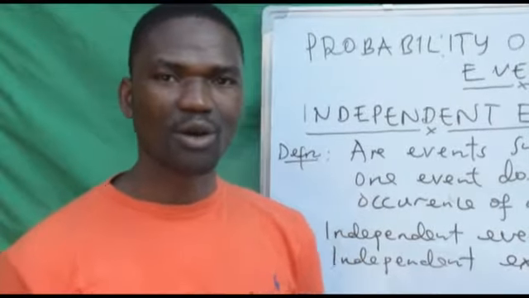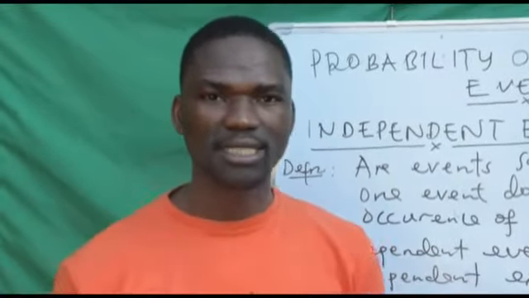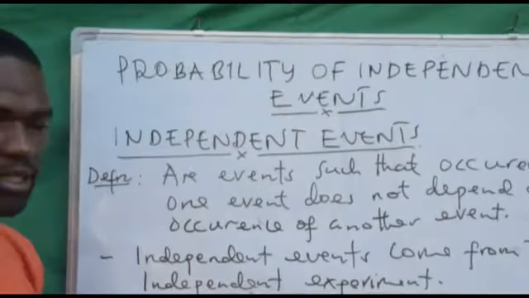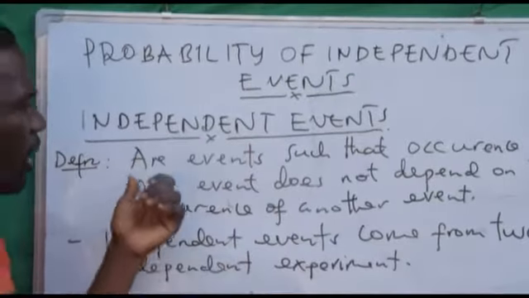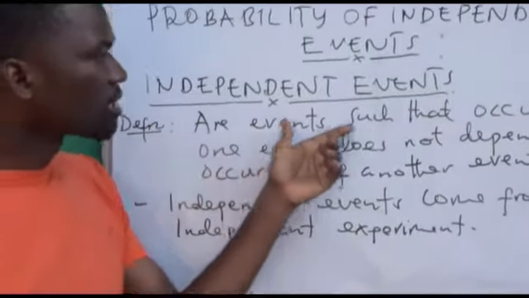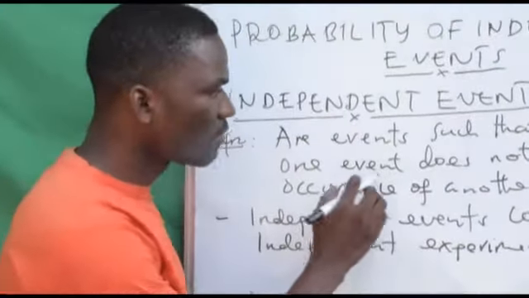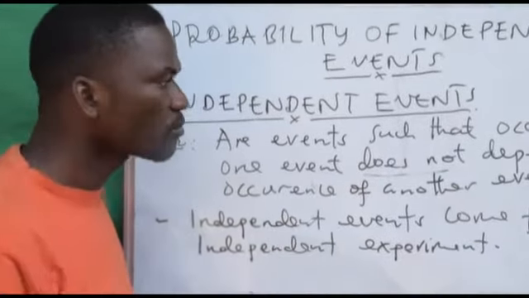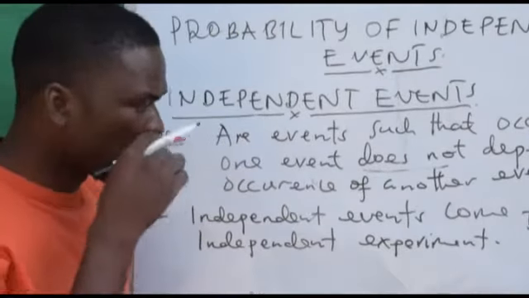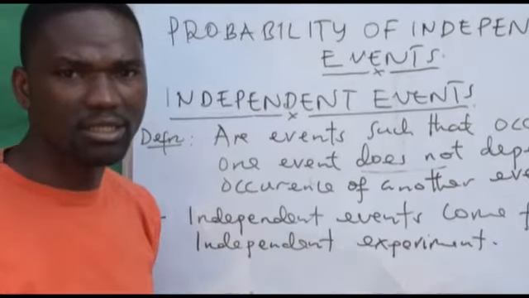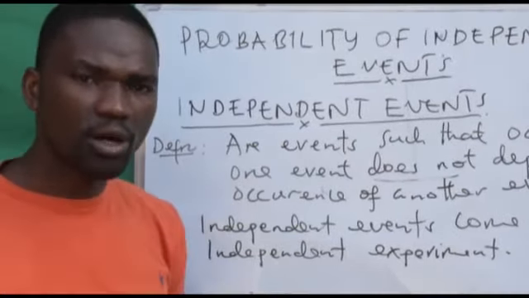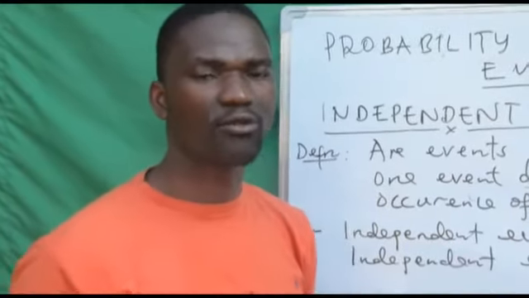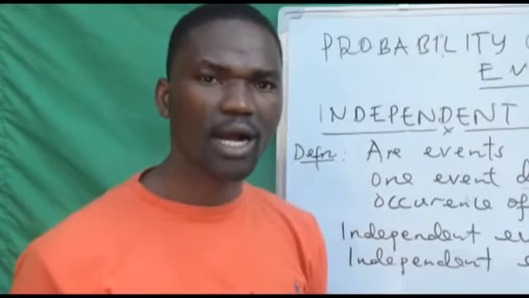Hello everyone, welcome back to the video session concerning probability of independent events. Independent events are defined to be events such that the occurrence of one event does not depend on the occurrence of another. These two events have to be independent in the sense that the occurrence of one event does not depend on the occurrence of another. So every event occurs independently.